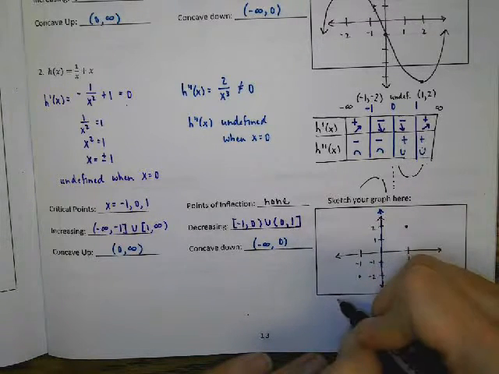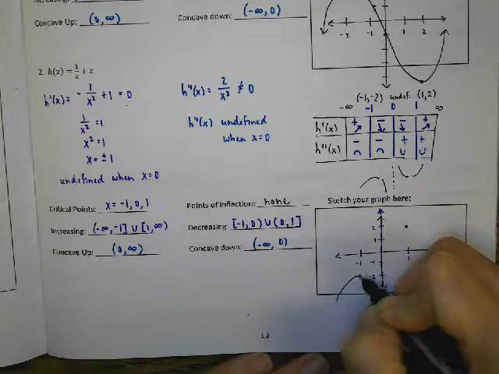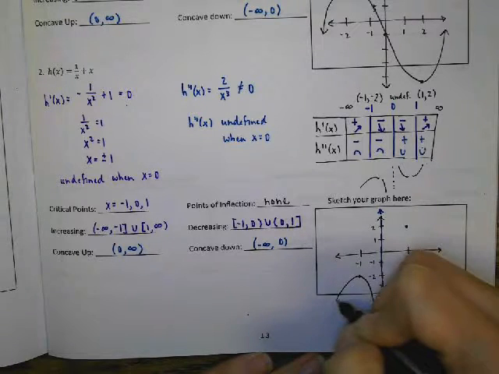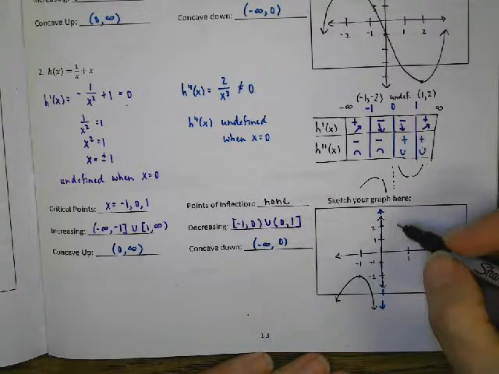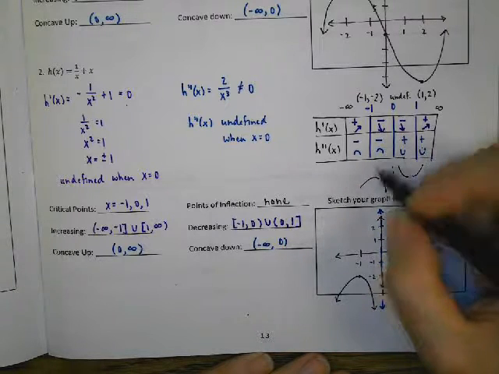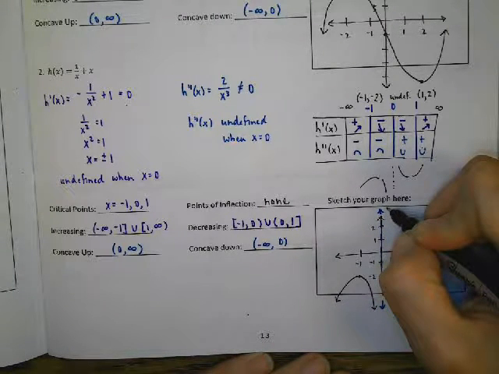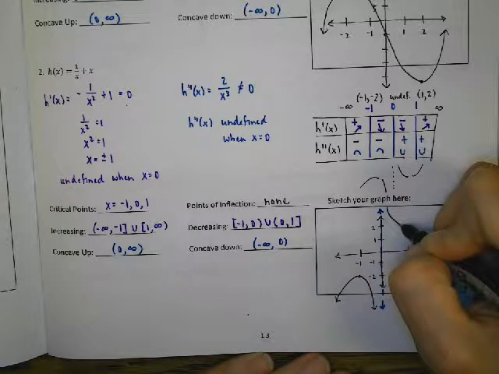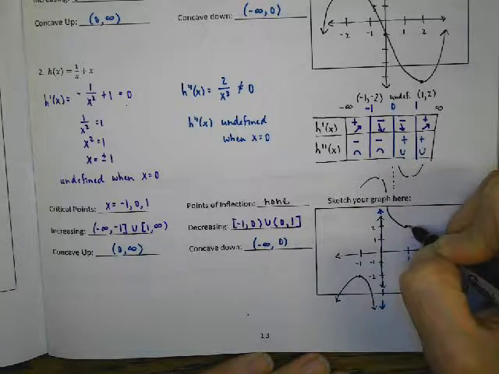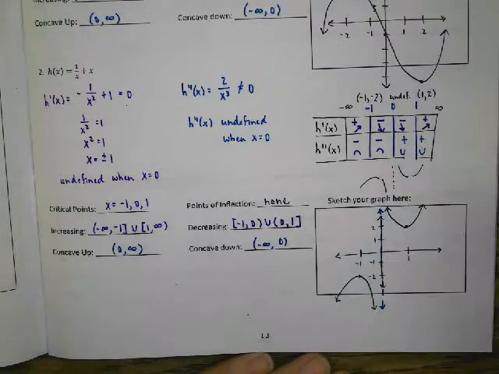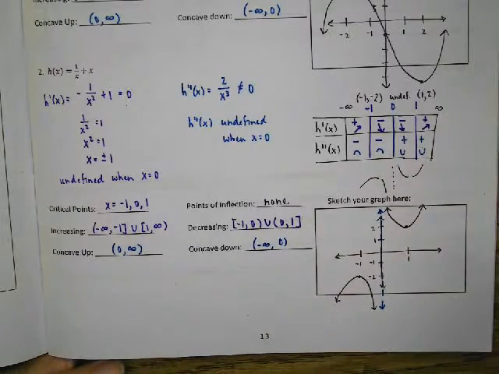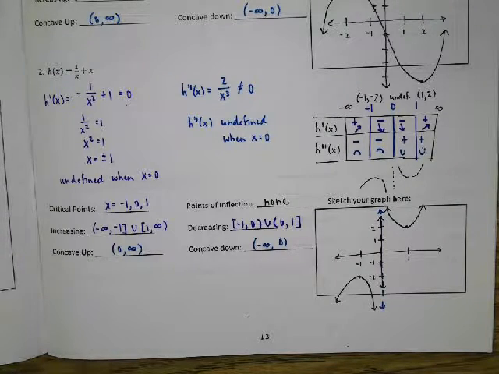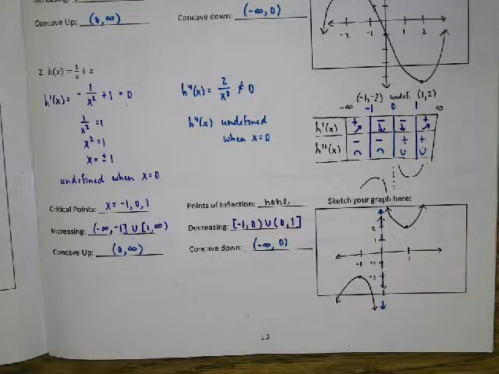So I know coming from -infinity, I'm increasing and concave down up until this point, and then I'm decreasing and concave down again. On my other side, coming from 0 here, I'm decreasing and concave up, and then on the other side of 1, I'm increasing and concave up. So I would look something like that. So that's a basic sketch. Again, it's not going to be perfect, but it's going to show us the general shape of that graph. So that's it for day 3, and that's what we'll be practicing with tomorrow.